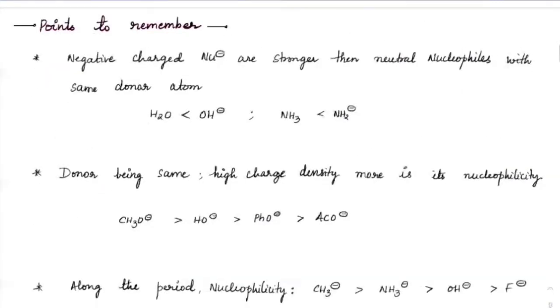Second, few points to remember, especially from the exam point of view, when you are asked about nucleophilicity or comparing nucleophiles, what are the pointers you must remember? See this. Usually the negatively charged nucleophiles will always be stronger compared to the neutral nucleophiles. For instance, if I compare the same donor atom, which is oxygen here, water with OH minus, because it has charge, usually that would always be more nucleophilic. Similarly, NH2 minus would be more nucleophilic than NH3.